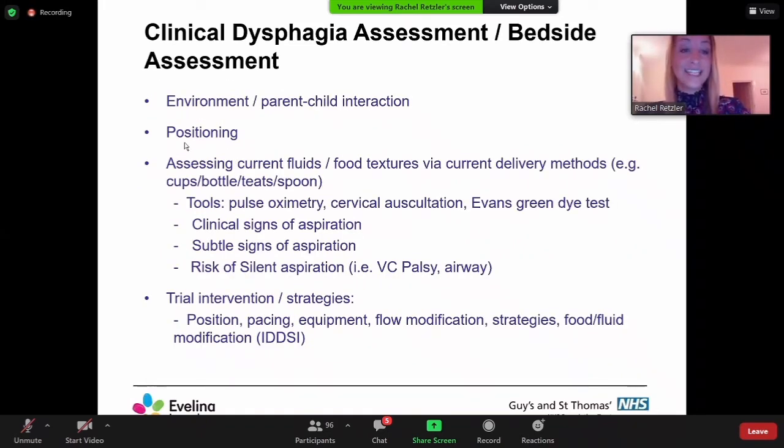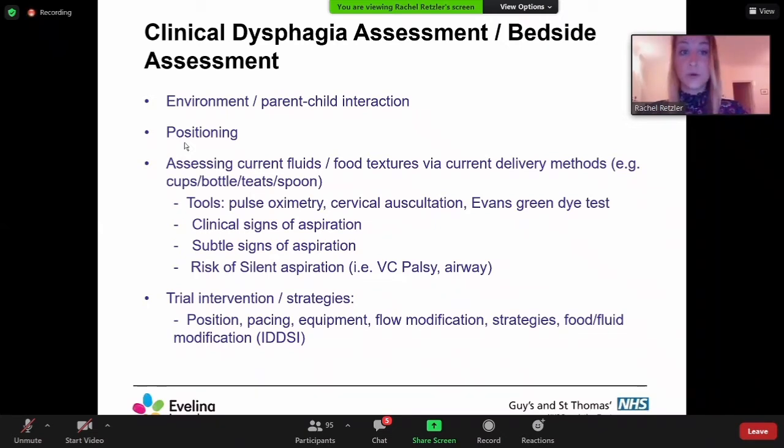During the clinical assessment, when we do our bedside assessment, we're looking at the environment and parent-child interaction. We're looking at the positioning of the baby or child, and we are then going to go and assess their current intake. So what are their current fluids and food textures? What are their delivery methods currently? Are they breastfeeding or bottle feeding? What kind of teats are they on? Are they using spoons and cups? Because we may need to change these if they're not working.